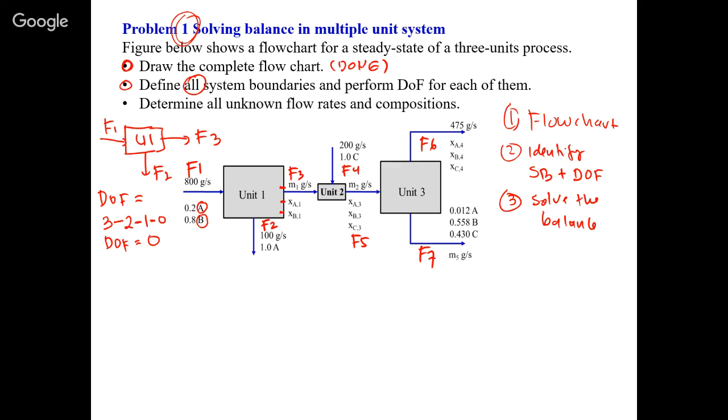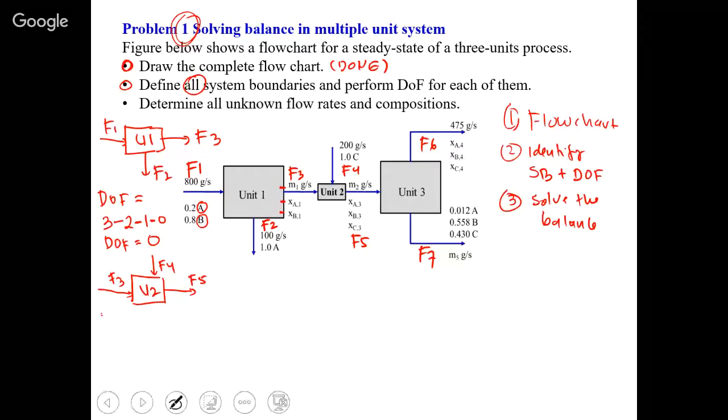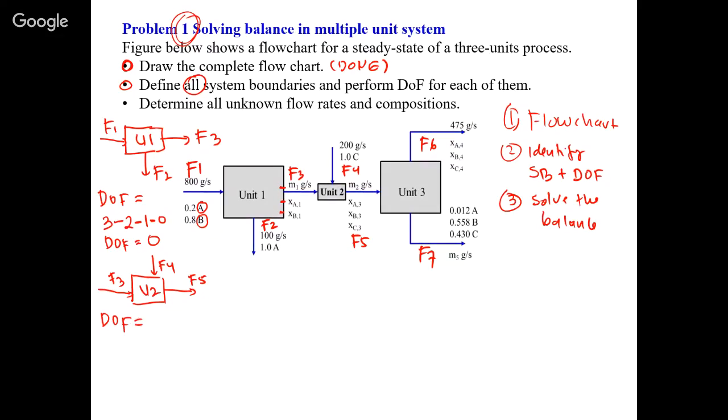The second possible system boundary is actually unit 2. So you draw the box for unit number 2, and you have F3 coming into unit number 2, F4 coming in, and F5 going out. So we do the DOF for this boundary. Basically, we count all the unknowns: one, two, three, four, five, six, seven. So we have seven unknowns.